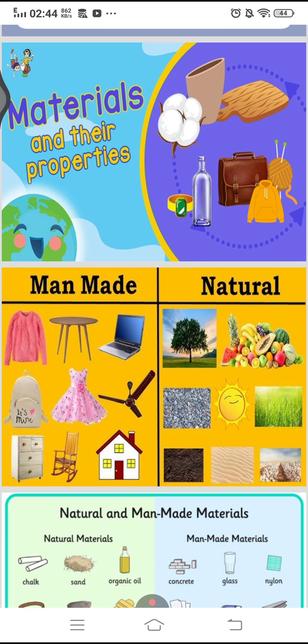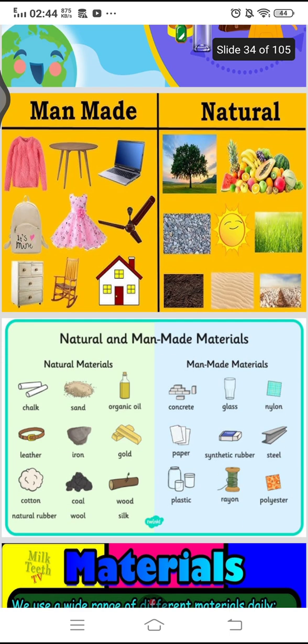From the logs of the tree we can make our furniture, and from the crops, from the cotton, we can make our dresses, and the silkworm gives us silk and we make our clothes. From the remains of petrol, we make nylon and rayon, and they are used for making different types of dresses.